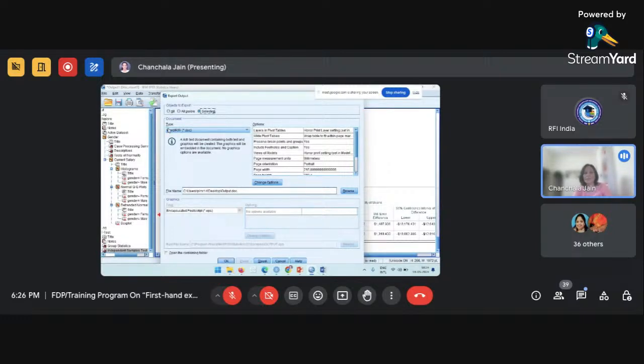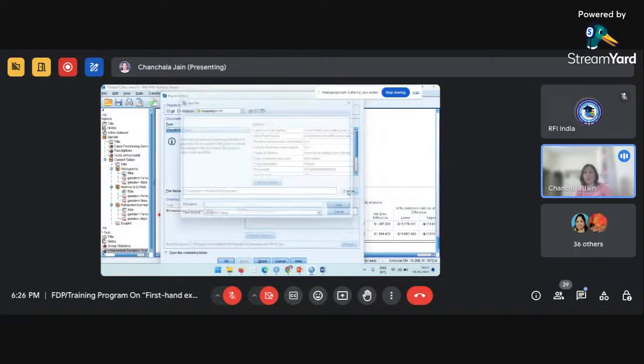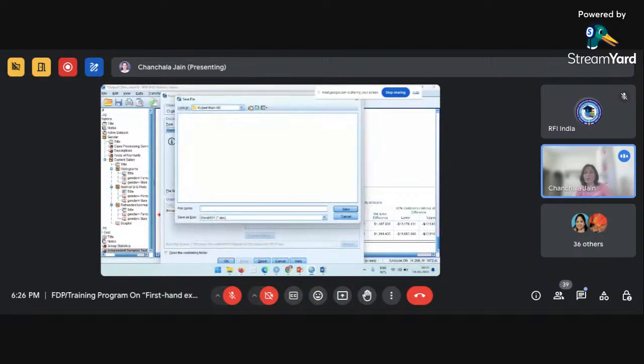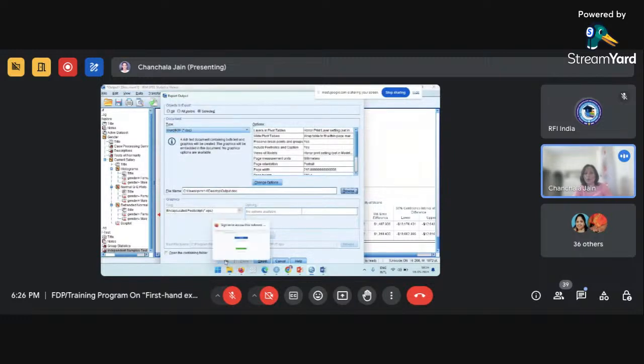Then in the second section it is asking you in which type of document you want to export your data. By default it is a Word file. You can select any of the other options available here. And then in the file name, you need to give the location where you want to export your output. This is the default location. If you want to change it, you can click on browse, and then you can decide at which particular location you want to get your output, right? That would be your call, and then you can click on the OK button. Fine.